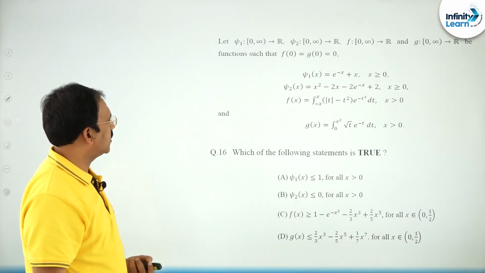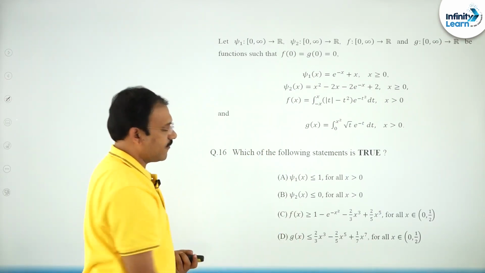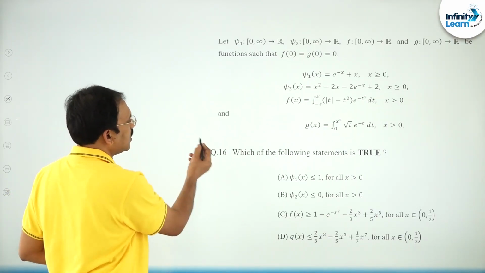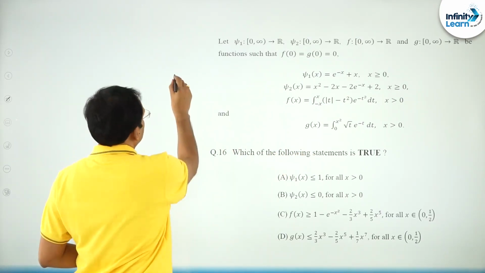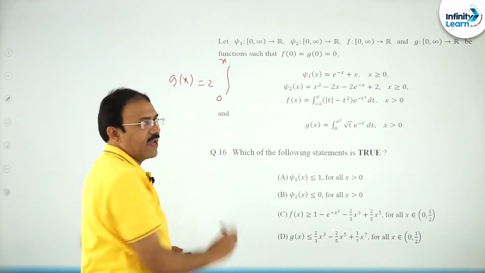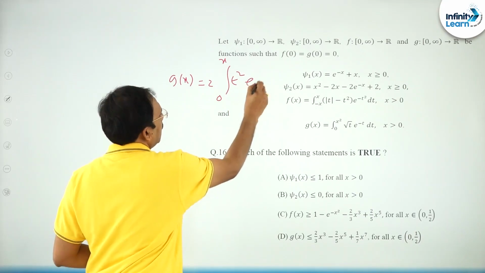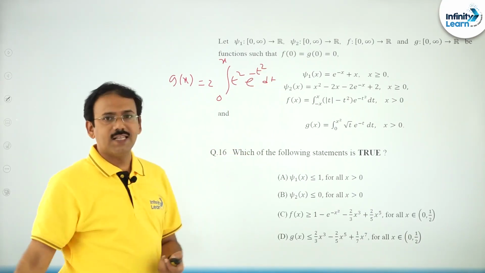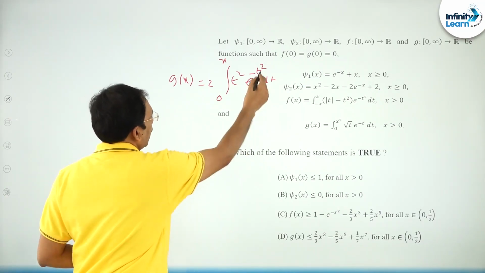So 16th question, ψ1, ψ2 are given. Here f of x, g of x related are also given. We have seen, friends, that g of x we have proved earlier, g of x is equal to 2 times integral 0 to x of t square into e^(-t square) dt, isn't it? That is what we have seen in the earlier case, we have proved. Now e^(-t).